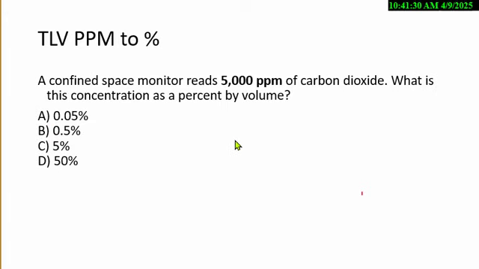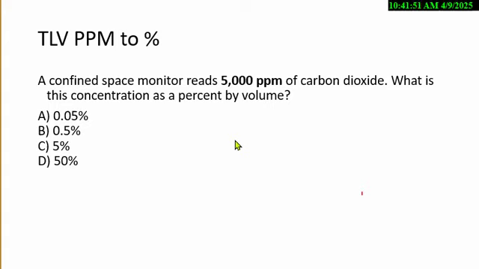This one is coming up a lot lately. It was big and then it disappeared and now it's coming back. You have to be able to convert from ppm to percentage and vice versa. So I got a simple one. We got 5,000 ppm of carbon dioxide.